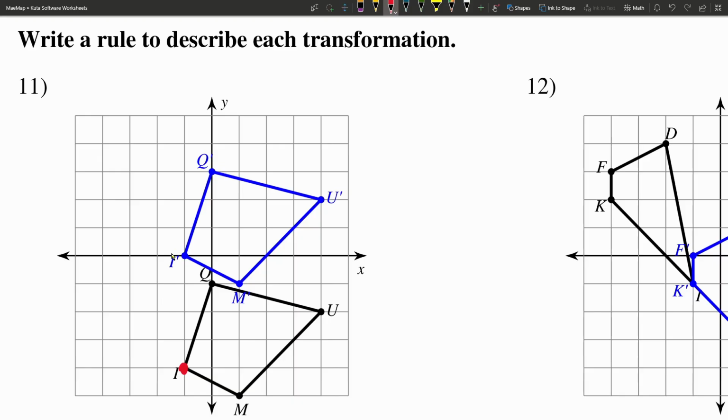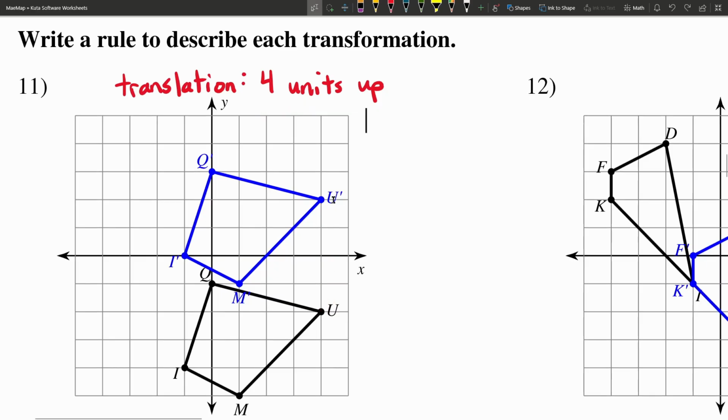Now to go from I to I prime, are we shifting left or right? Nope, you can see that we're on this same grid line, so we're just going to be shifting up. And how many units is that? 1, 2, 3, 4 units up. So we have a translation of 4 units up. And that's how we describe the transformation. And just to double check, let's pick another point. Let's say U, and see how many we move to get to U prime. That's 1, 2, 3, 4 units up. So it does indeed check out.